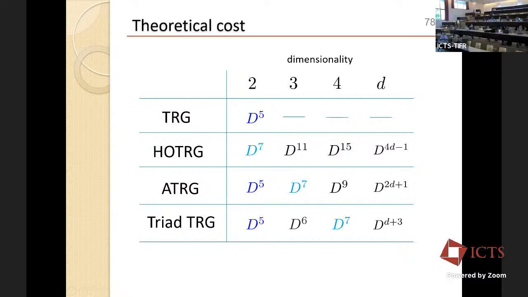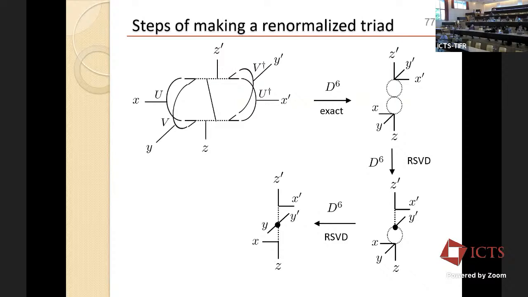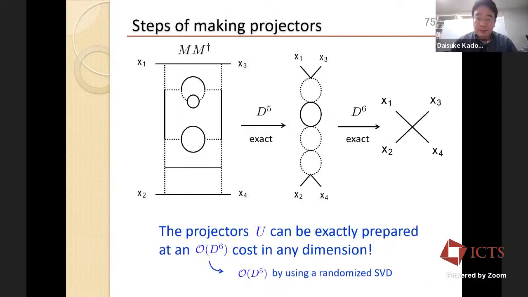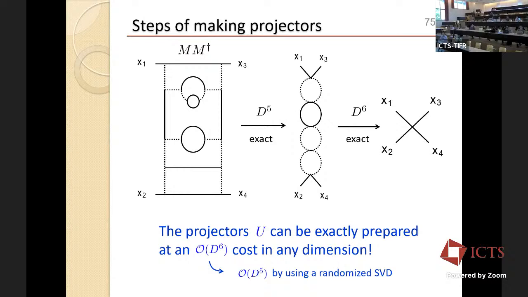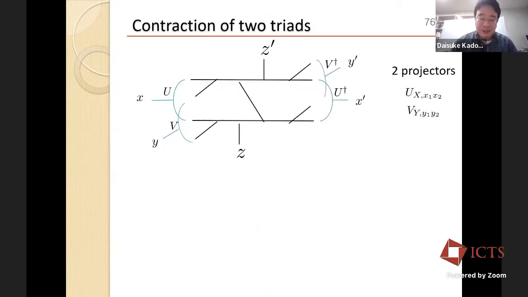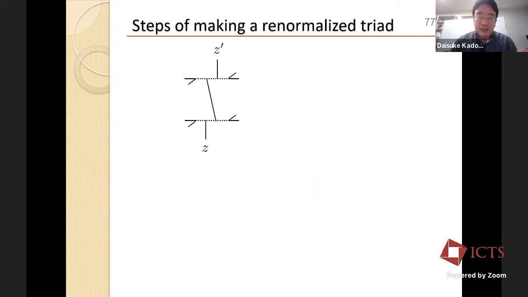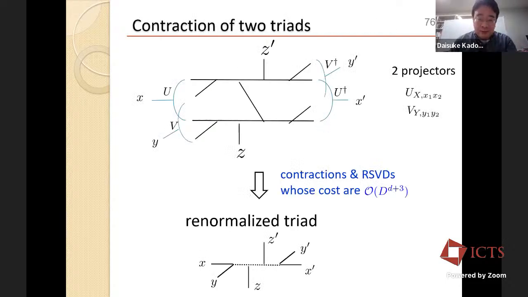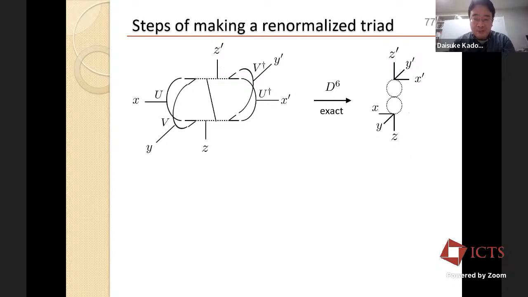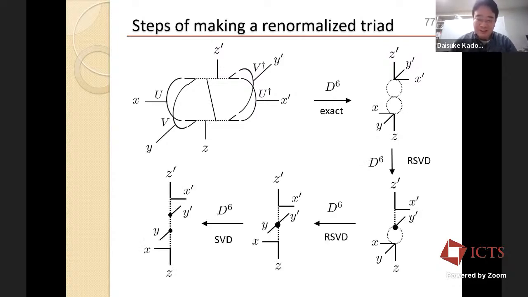So a quick question about that last line. Wouldn't you still have the D to the 6 from the projection step for triad TRG, even in 2 dimensions? I think you said that was independent of dimensionality. So randomized SVD techniques. Oh, that's right. You can reduce that. Sorry. The cost. Okay. So, in this contraction step, randomized SVD techniques are needed to reduce the cost. Okay.